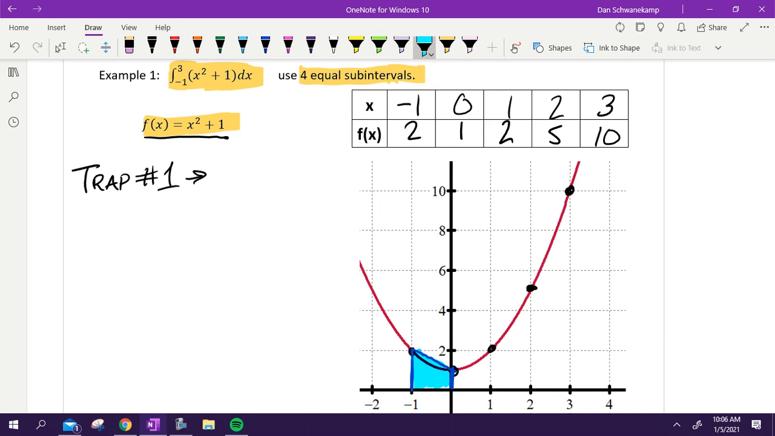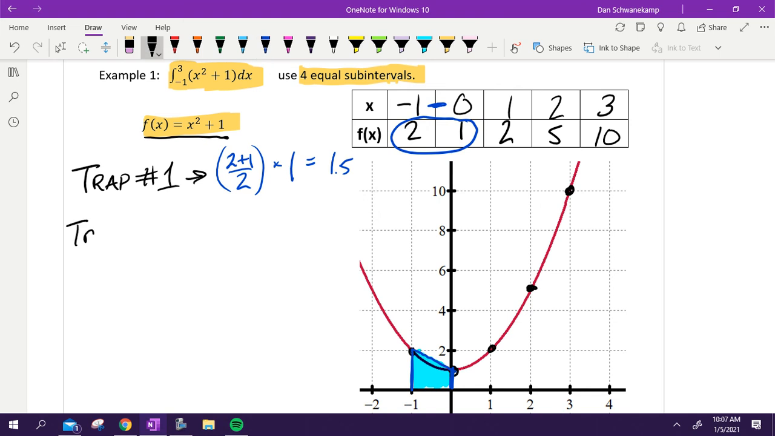To find the area, you are going to take the average of the 2 heights. So in this case, I'm taking 2 plus 1. Those are the 2 heights. I'm going to divide it by 2, and I'm going to multiply it by the width. What is the width? 1, because I'm going from 1 across. So I took the 2 heights, I added them together, divided by 2, and then multiplied it by the width, which gets me 1. So 2 plus 1 is 3 halves. It's 3 halves, 1.5.